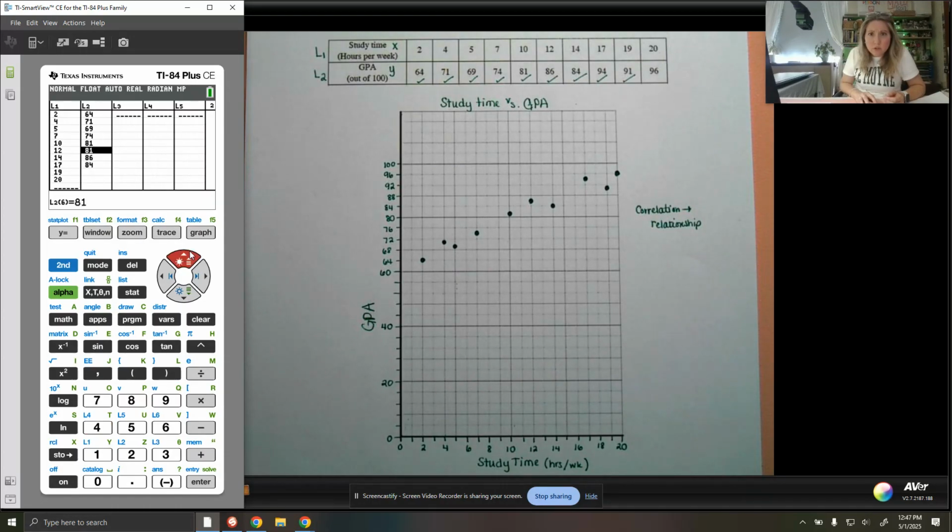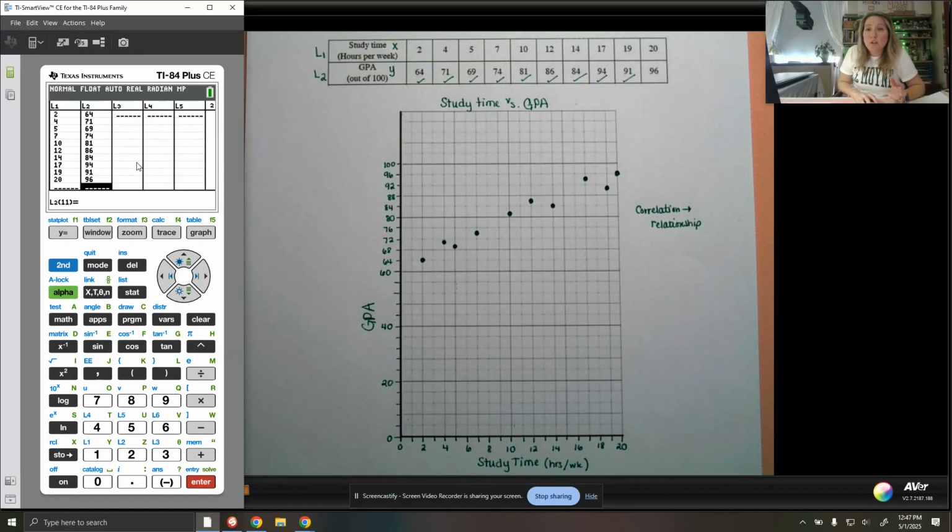Notice I made a mistake, so it should be 12, 86, and then 14, 84, and 17, 94. And now it's 19 and 91, and 20 and 96. So there you go. I just arrowed up when I made my mistake and wrote right over it.